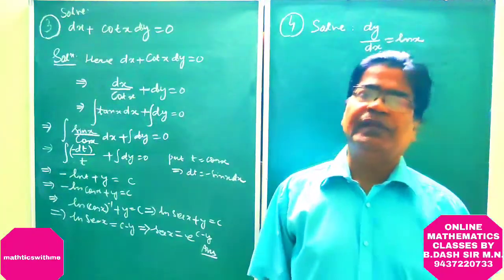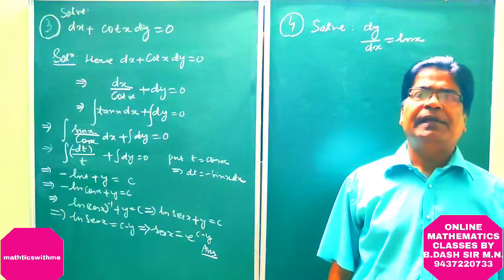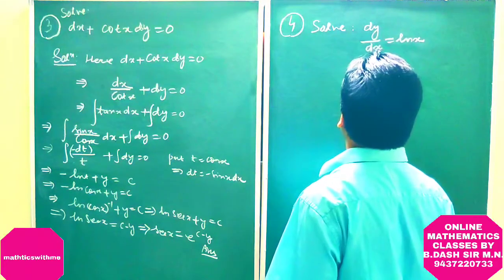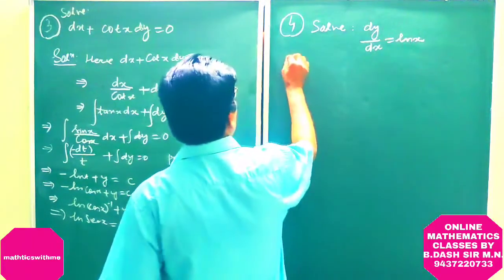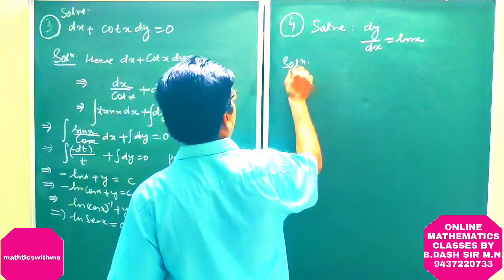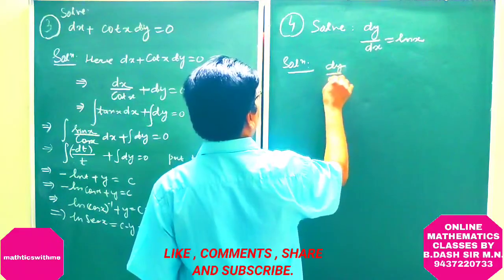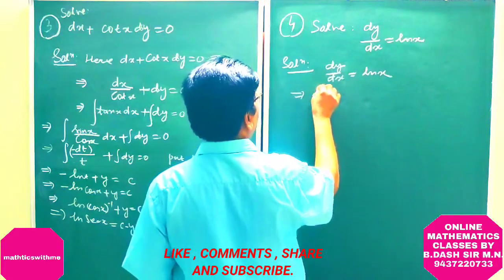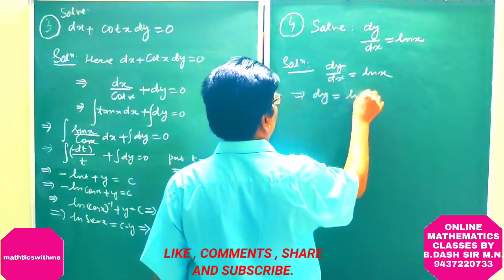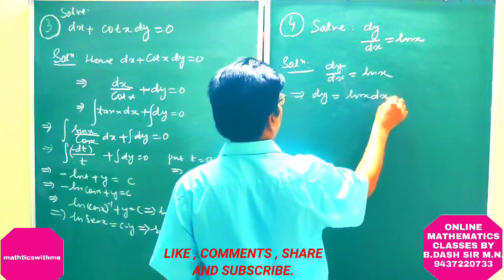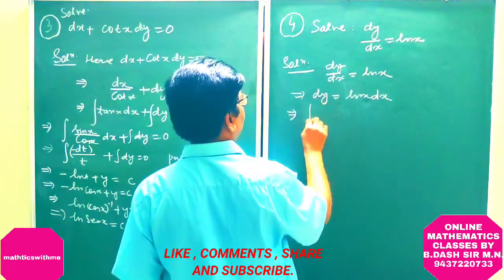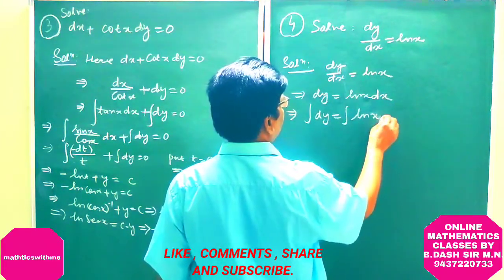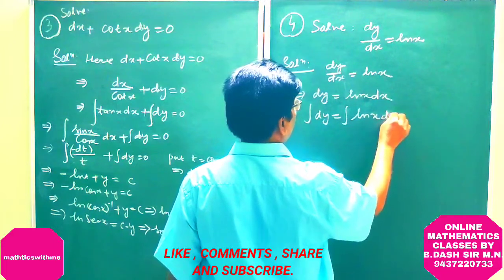Our next question is solve dy by dx is equal to ln x. So here dy by dx is equal to ln x. Solution. Dy by dx is equal to ln x. So this implies dy is equal to ln x dx. The variables are separated now. So integration of dy is equal to integration of ln x dx.